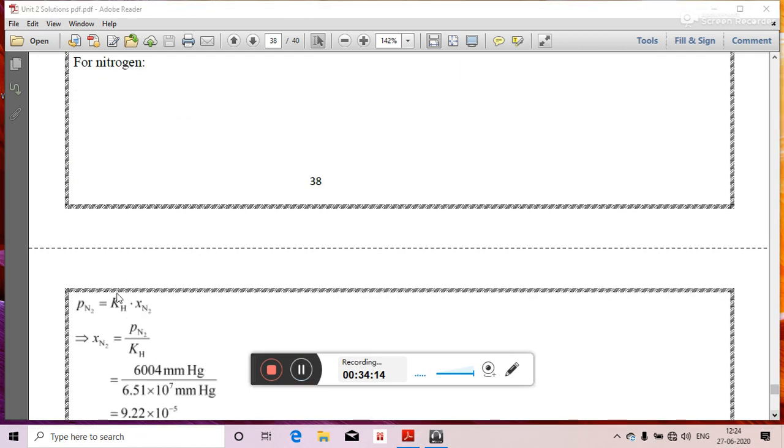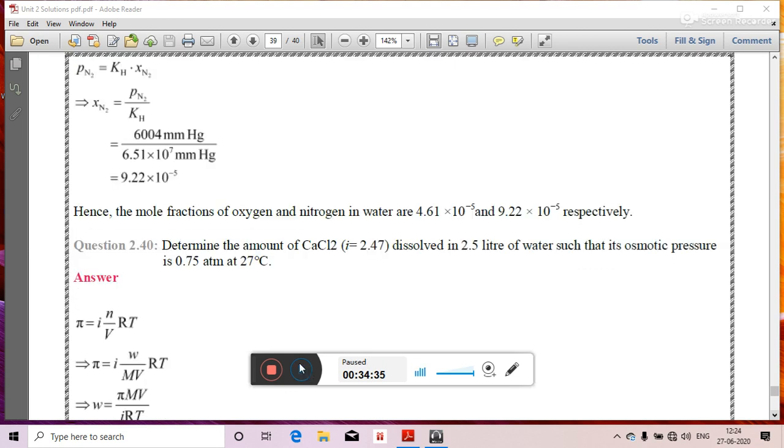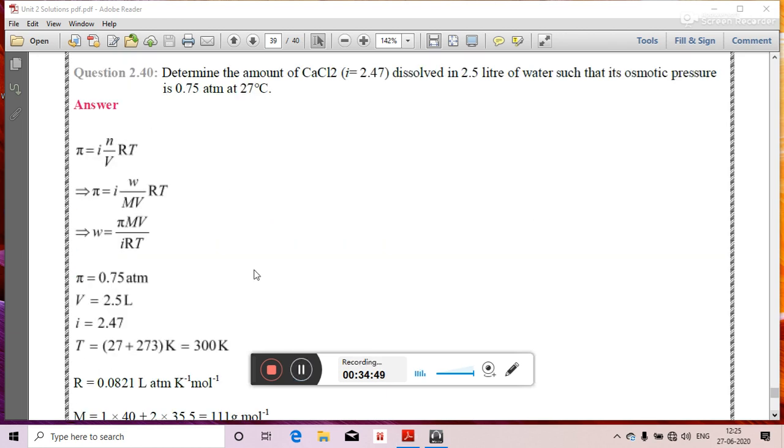For nitrogen, partial pressure of nitrogen equal to Kh into X of nitrogen. So X of nitrogen equal to partial pressure of nitrogen upon Kh equal to 6004 upon 6.51 into 10 raised to 7. That is equal to 9.22 into 10 raised to minus 5. Hence, the mole fractions of oxygen and nitrogen in water are 4.61 into 10 raised to minus 5 and 9.22 into 10 raised to minus 5 respectively.